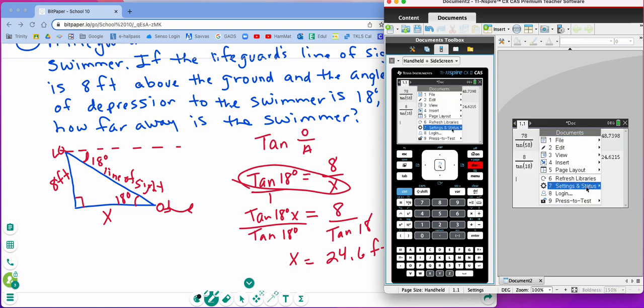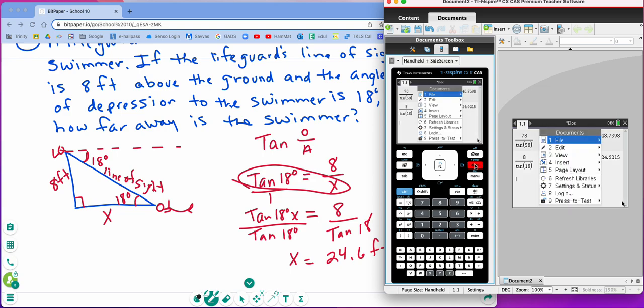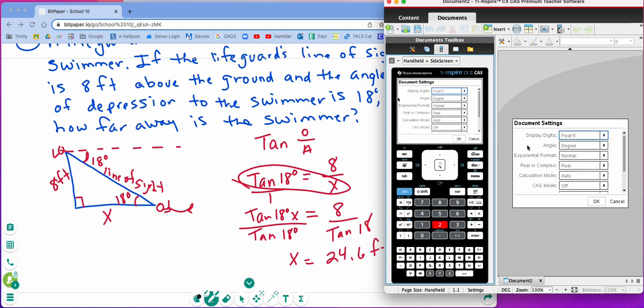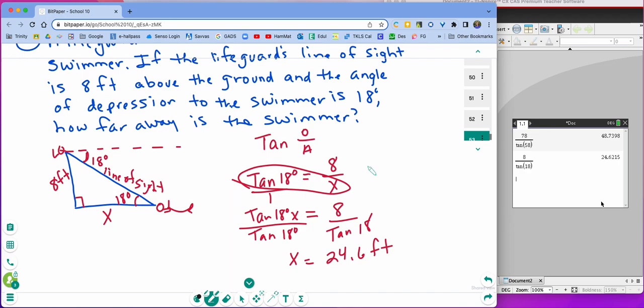Now, one thing to remember is when we're doing our trig functions, make sure that you've gone to Dock, Settings. Let me hit the 7 here. Dock, Settings, and then hit 2 for Document Settings. And you need to make sure that your angle is in terms of a degree so that you will be able to come up with the correct measurements. And that's how you use angles of depression and angles of elevation.